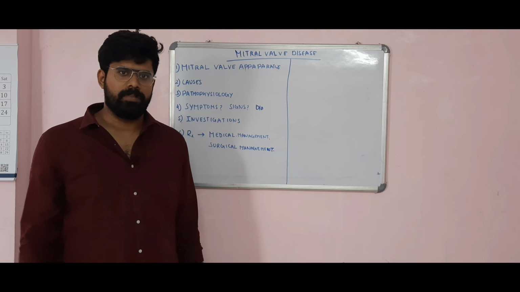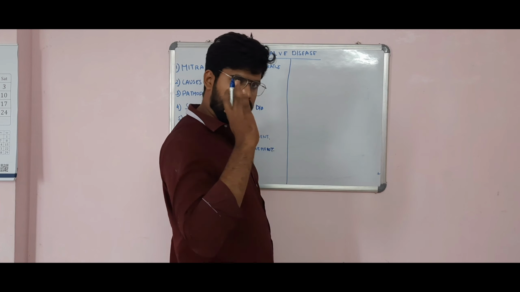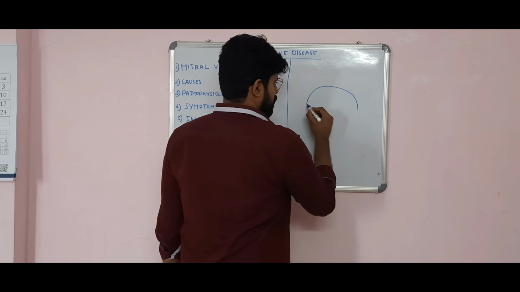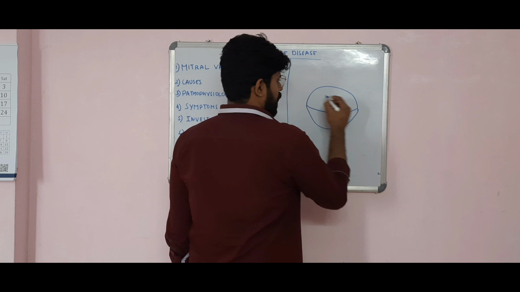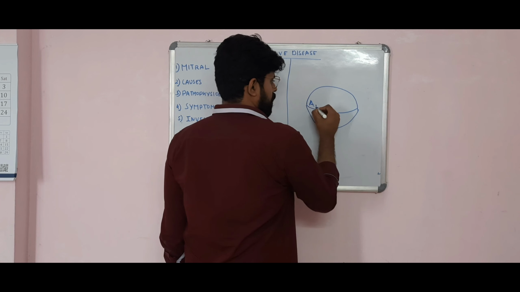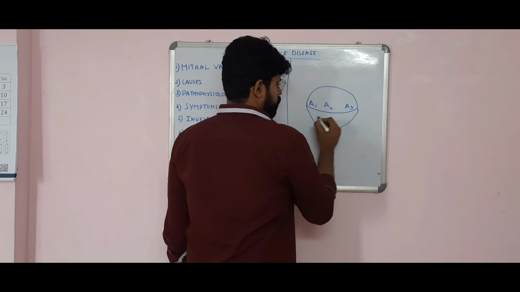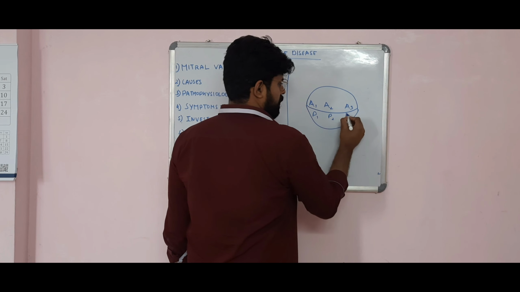What are the structures of the mitral apparatus? First, looking down from the atrium, from the upper side, we have the two mitral leaflets, the anterior mitral leaflet and the posterior mitral leaflet. The anterior mitral leaflet has three areas: A1, A2, and A3. And the posterior mitral leaflet again has three areas: P1, P2, and P3.